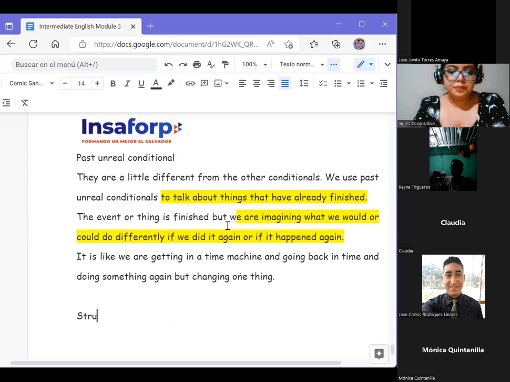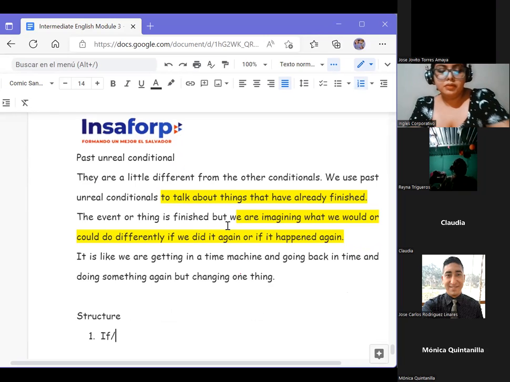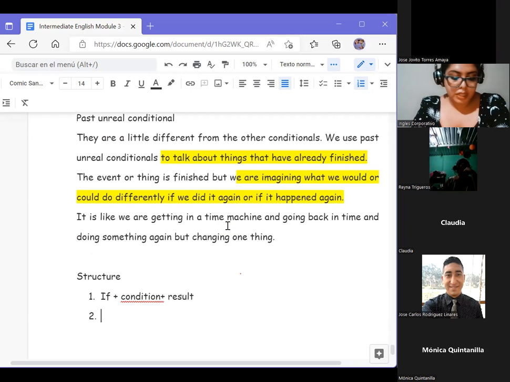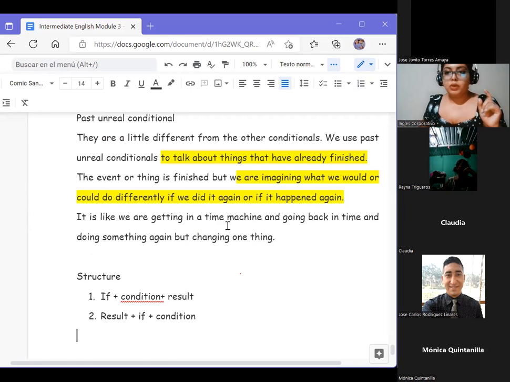So we have the exposure and we have number one and it says if plus the condition, and again plus the result. Or obviously in the same way the result plus if plus the condition. And it says that the condition is in the past perfect. For the result, we are going to use would have plus past participle, could have plus past participle, or might and may have plus the past participle.